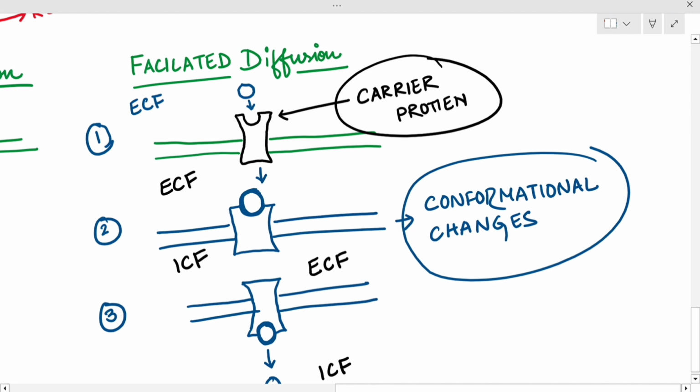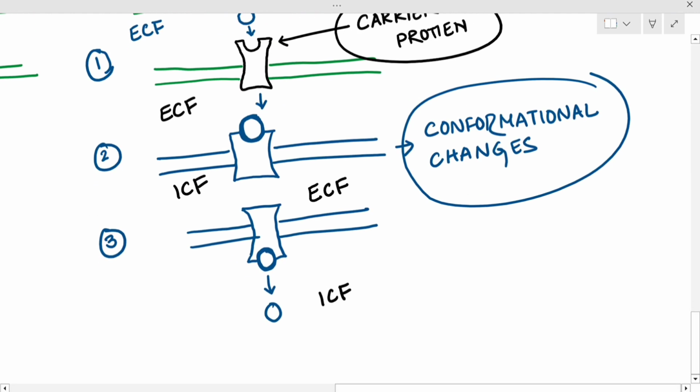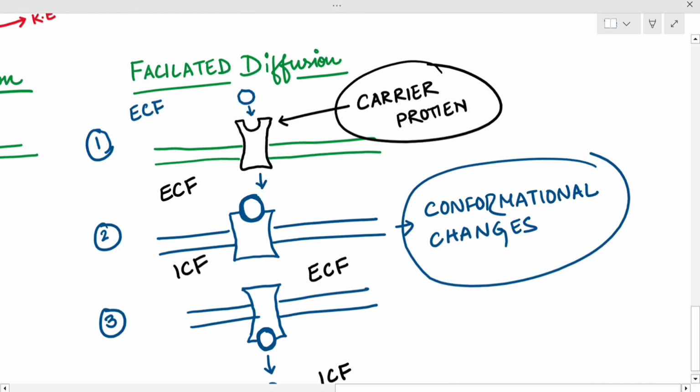What happens in facilitated diffusion? There is a role of a carrier protein. The particular molecule which is outside gets attached with the carrier protein. After getting attached with the carrier protein, conformational change takes place. And that conformational change leads to transportation of the particular molecule into the intracellular compartment. In this way, the outside molecule gets transported to inside via the carrier protein. And this overall process is known as facilitated diffusion. Fine.